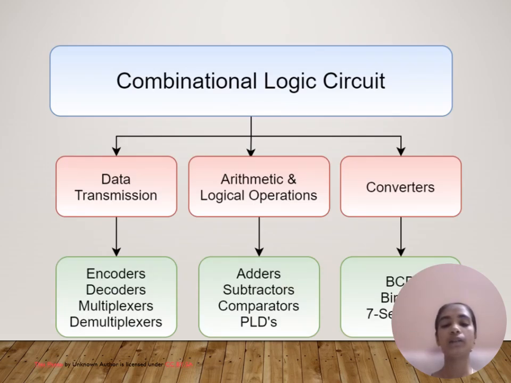Here we have a flowchart of combinational logic circuits: data transmission, arithmetic and logical operations, and converters. In data transmission, encoders, decoders, multiplexers, and demultiplexers take place. In arithmetic and logical operations, adders, subtractors, comparators, and PLDs take place. In converters, BCD, binary, and 7 segment are there.